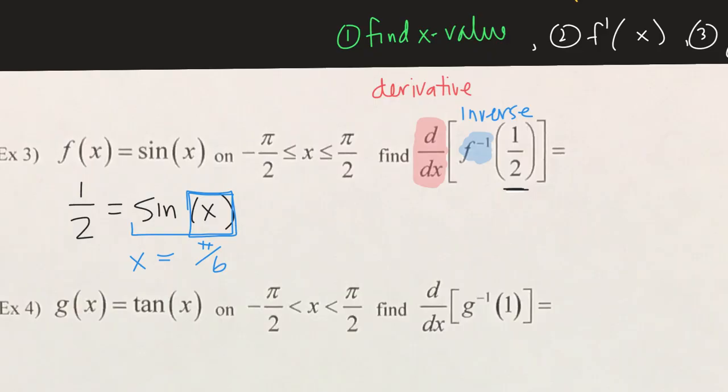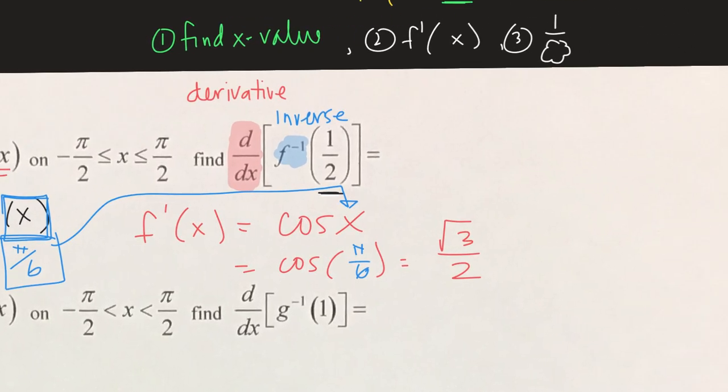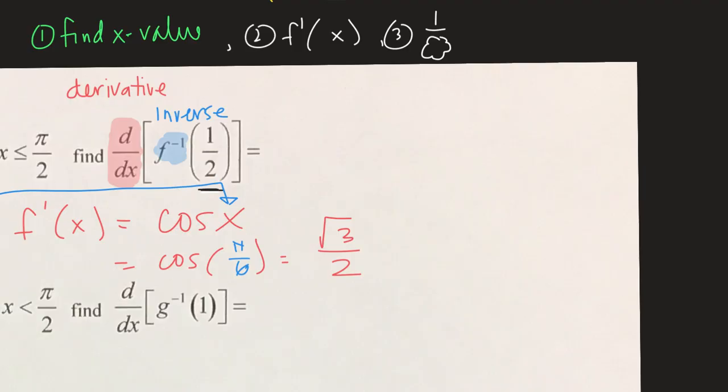So now we're going to evaluate the derivative. We have to figure out what is f prime. If sine is our function, what's the derivative of sine? That is cosine. Now we're going to plug in pi over 6. What is the cosine at pi over 6? The cosine of pi over 6 is root 3 over 2. That's our second part: we have evaluated the derivative at our x value.